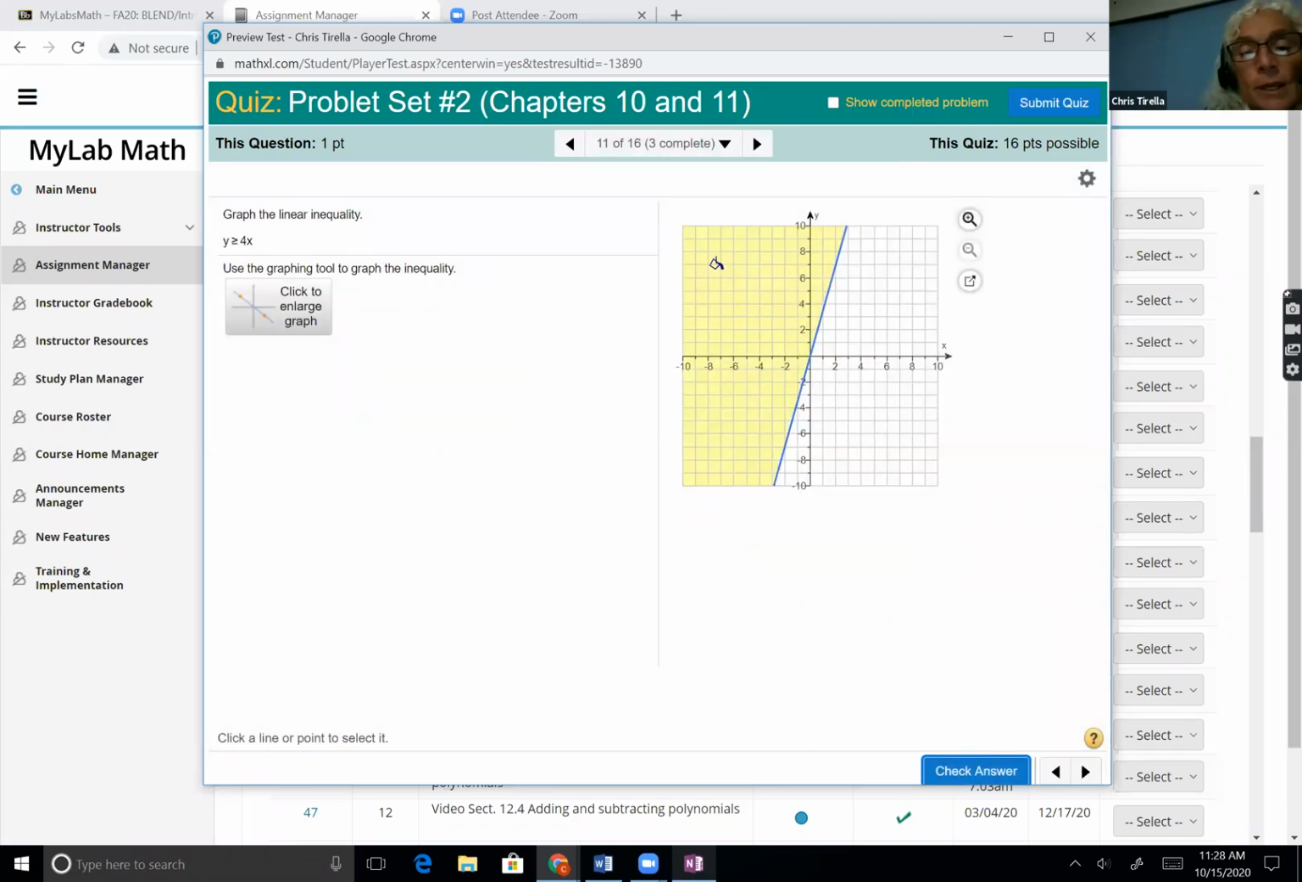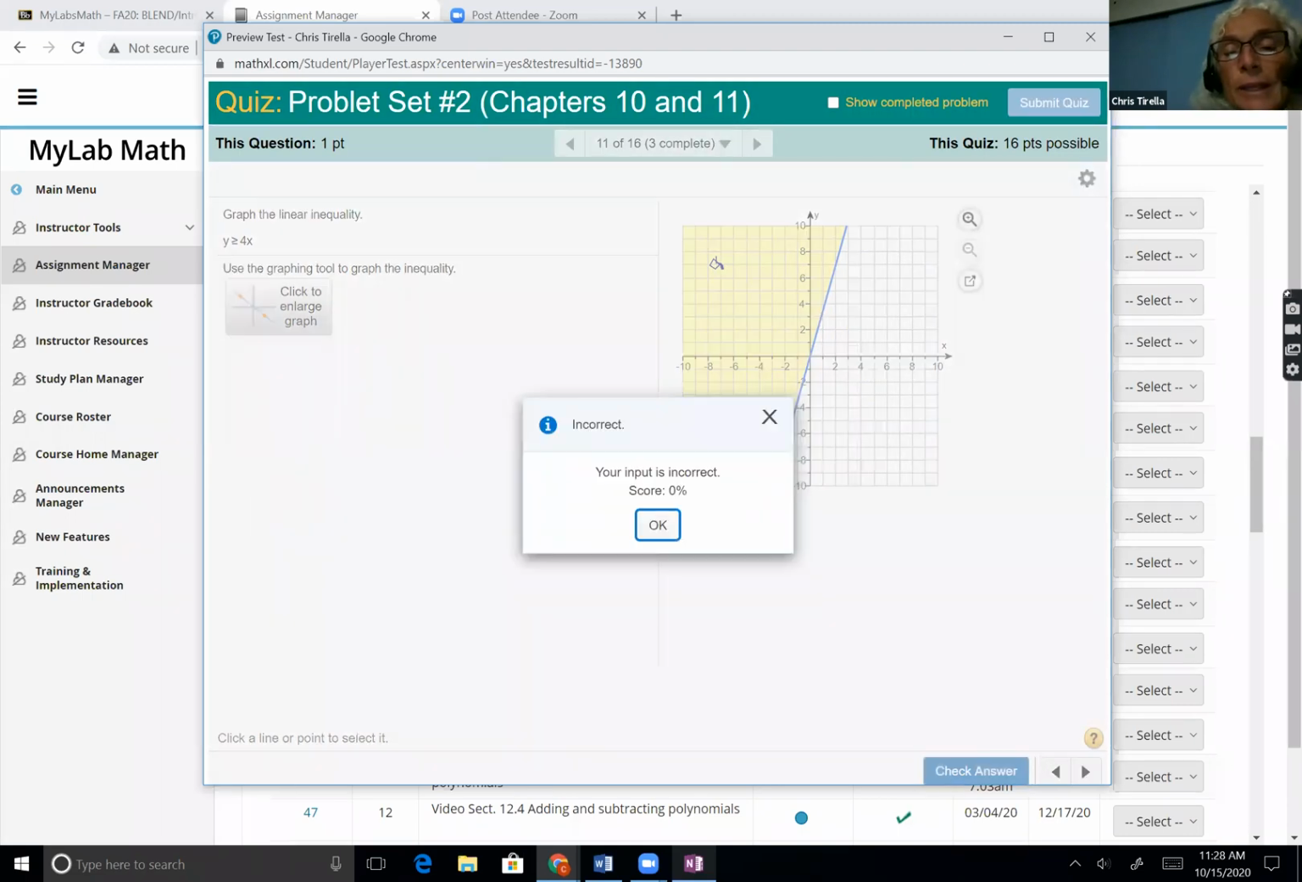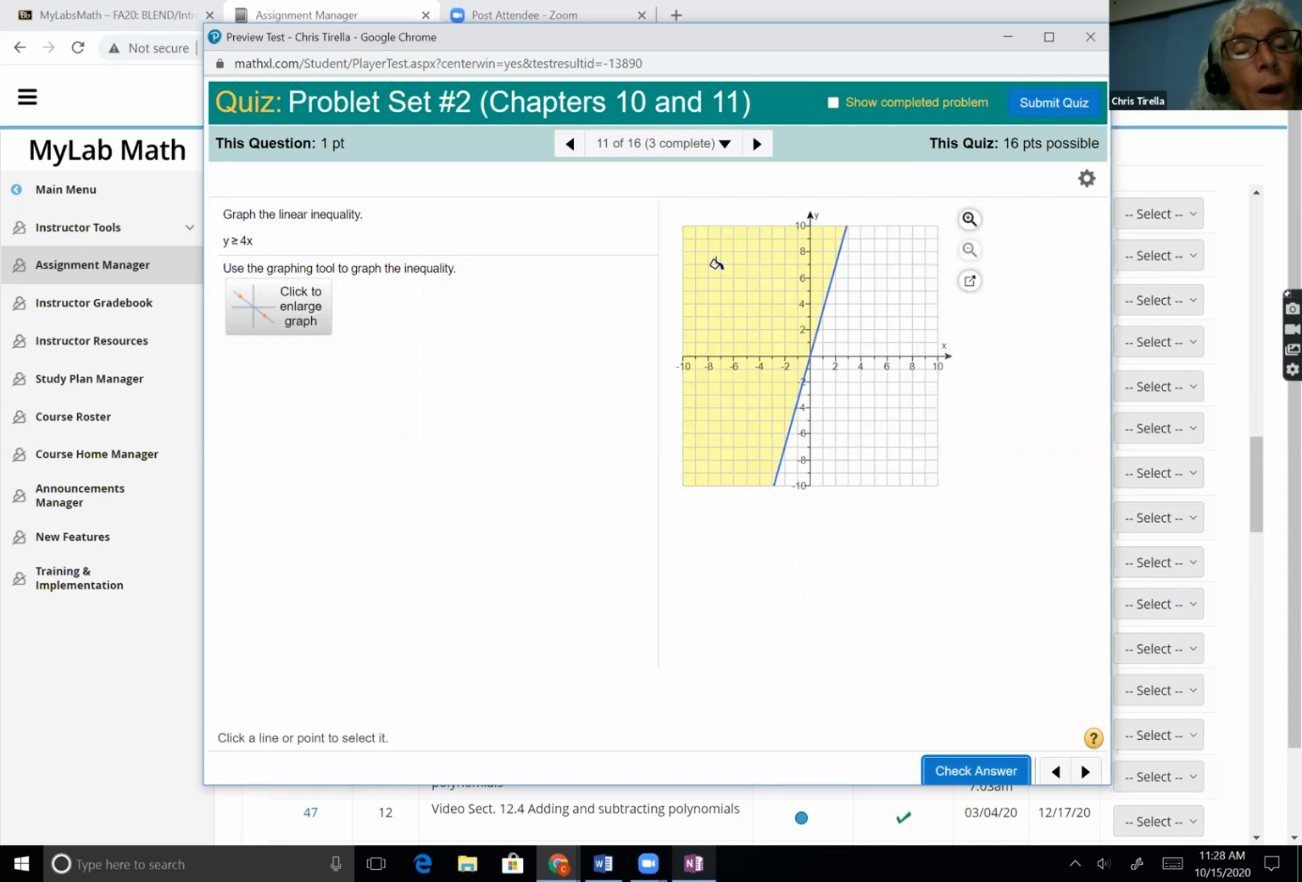What did that say? It says it's incorrect? Where did we go wrong? y is greater than or equal to 4x. You guys, do you see what I did wrong?